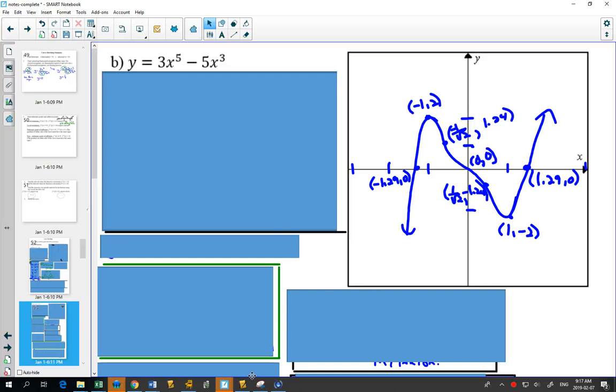So there's the graph for the second. Probably I would even flatten this out even more, because at 0, 0, you have a stationary point of inflection.